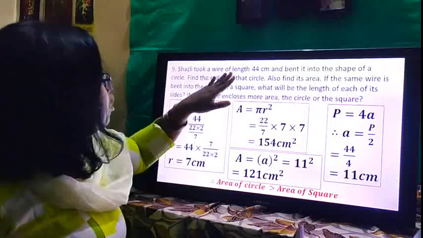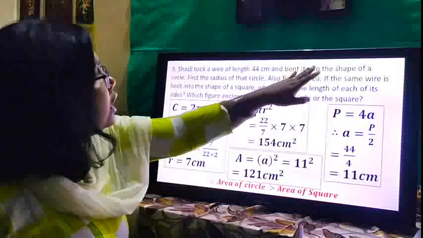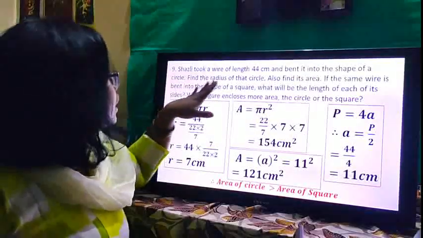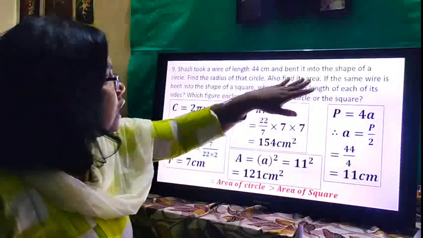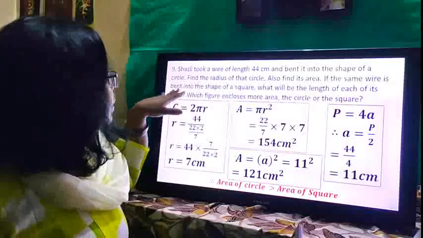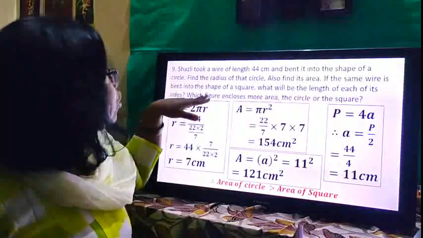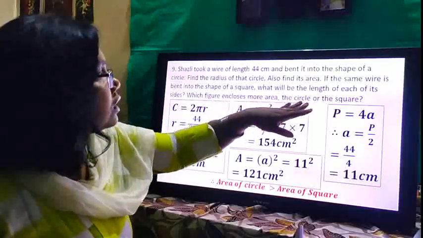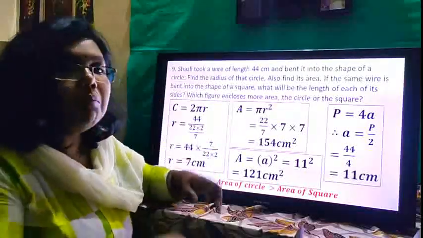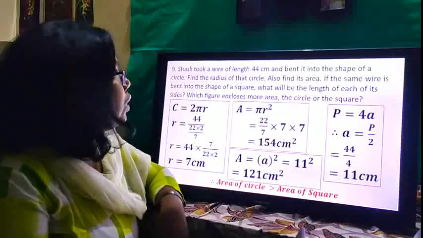Shazli took a wire of length 44 meter, bent it into the shape of a circle. Find the radius of that circle, also find its area. If the same wire is bent into the shape of a square, what will be the length of each of its sides? Which figure encloses more area, the circle or the square? Here many questions are rolled into one.